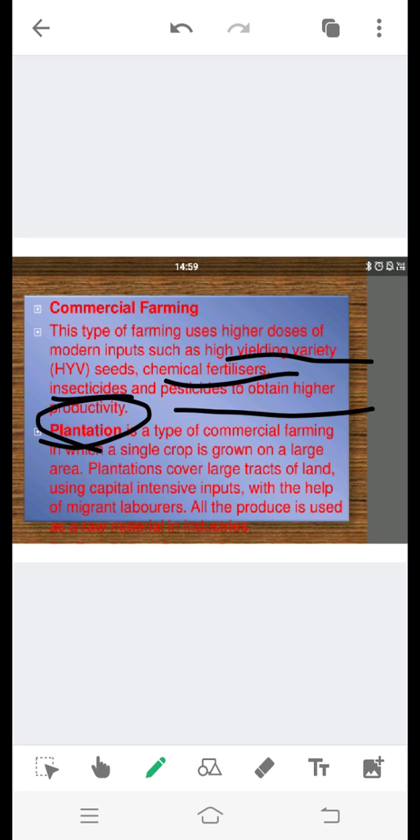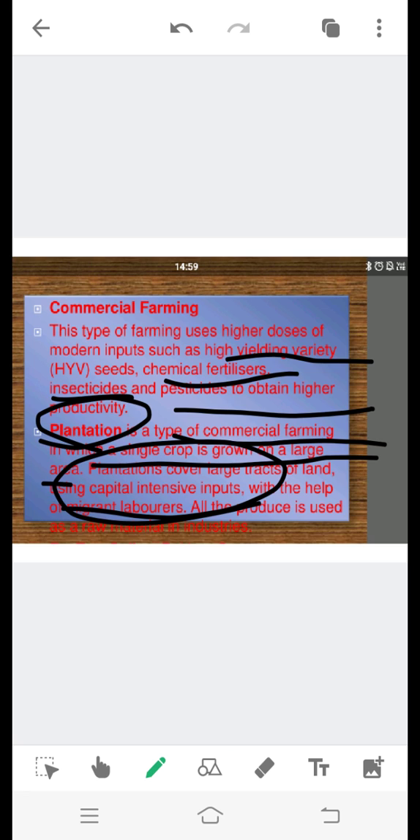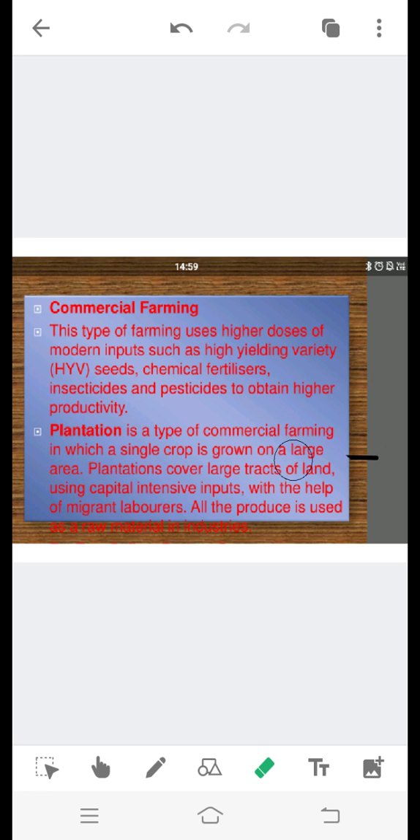What is plantation? A type of commercial farming in which a single crop is grown on a large area. Plantation covers large tracts of land using capital intensive inputs. Lots of capital is used here with the help of migrant laborers. All the produce is used as raw material in industries. Examples are sugarcane, rubber, and jute. These are all plantation crops grown in commercial farming. I hope commercial farming is clear to everybody here.